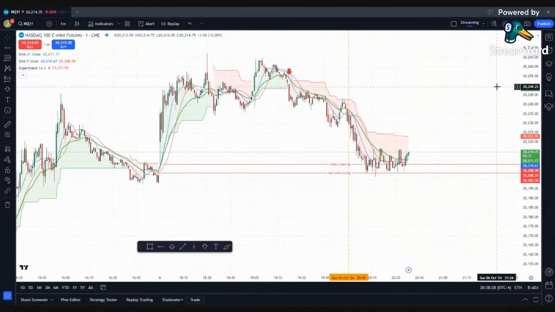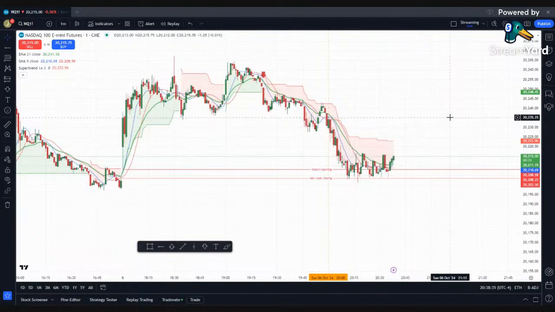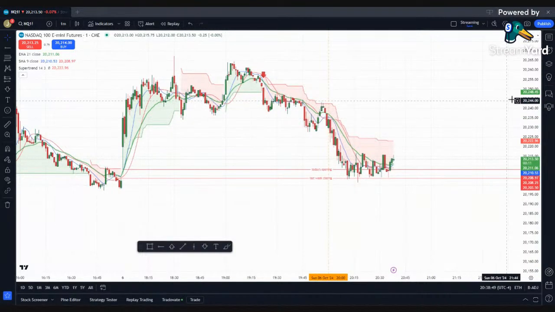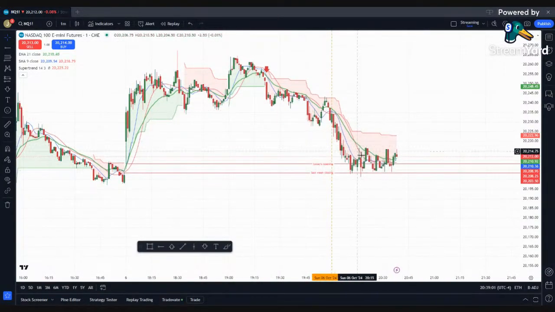So the only weakness of this strategy, number one, is the user. Of course, we're not perfect. We are emotional sometimes. We're not robots. Sometimes we override the strategy, and we predict and we assume. That's one of the weaknesses, us. The second weakness is consolidation. As much as possible, don't trade during consolidation.